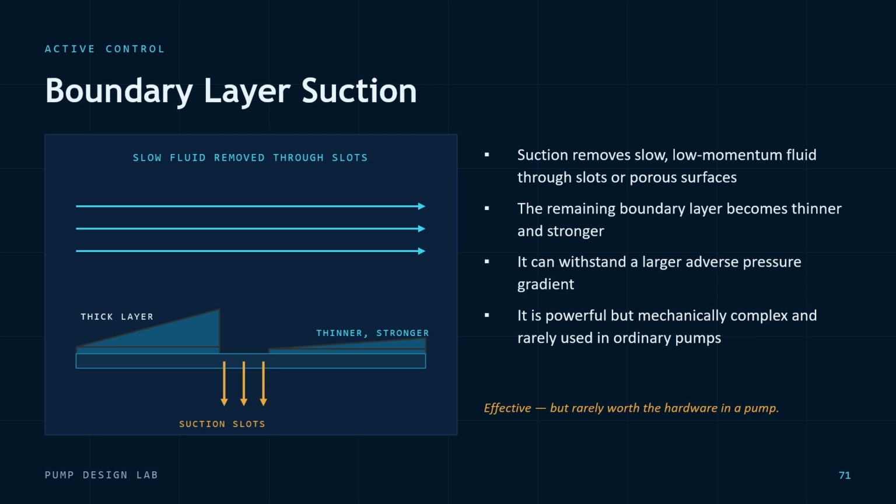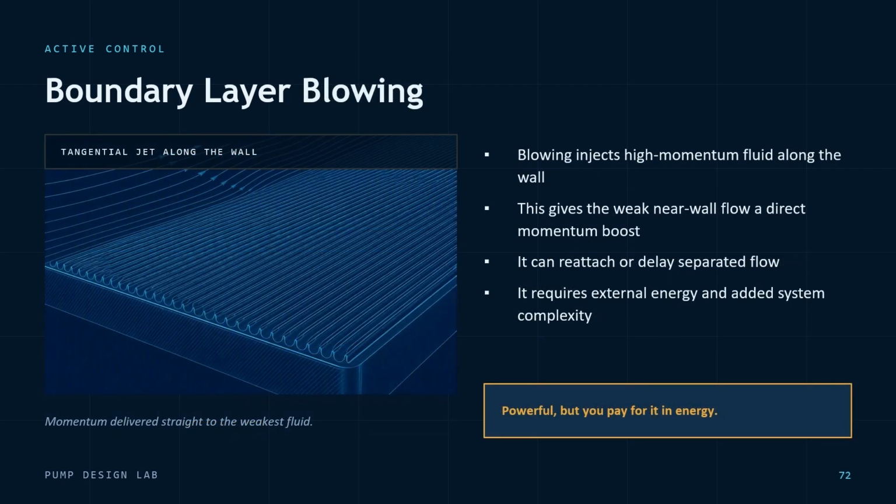Boundary layer blowing. Boundary layer blowing does the opposite. Instead of removing slow fluid, it injects a thin jet of high-momentum fluid along the surface. This directly boosts the near-wall flow and can delay or even reattach separation. It is like giving our tired cyclist a push uphill. Again, the method needs energy and added complexity, so it is usually limited to specialized designs. There are also practical geometric and surface-based tools that influence near-wall flow.